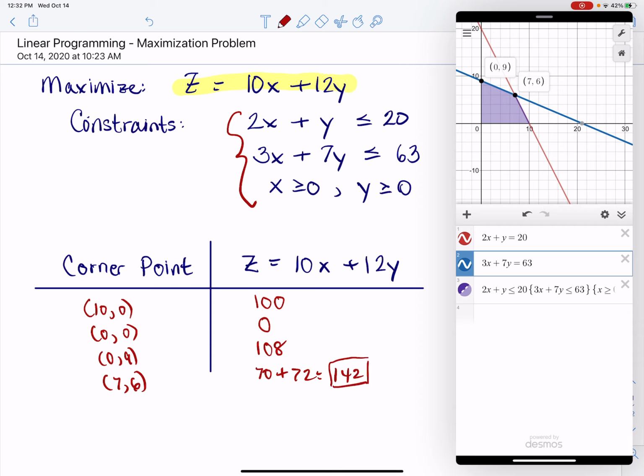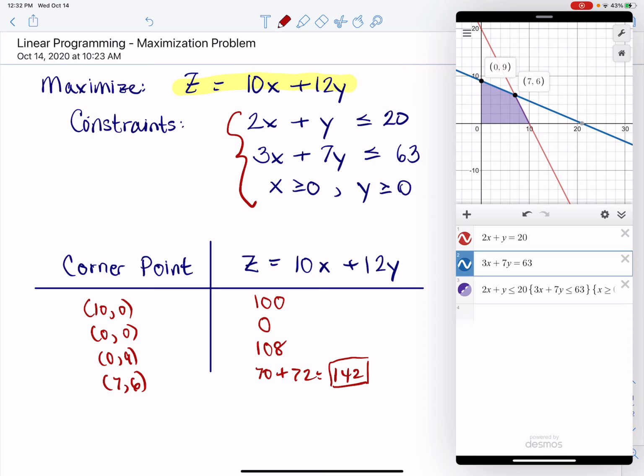Remember again, the point x, y has to be somewhere inside of the region. Well, inside or as we see on the boundary of the region. So if I try to use any other point, like 7, 7 or something like that, it's going to be outside of the region. And that's not going to be a viable value for us. So the maximum value occurs at 7, 6. And the maximum value is 142.